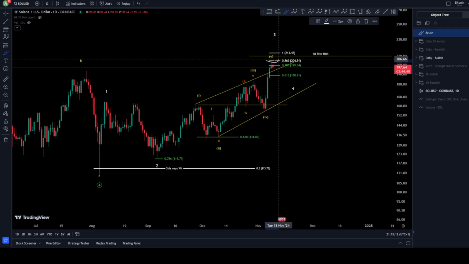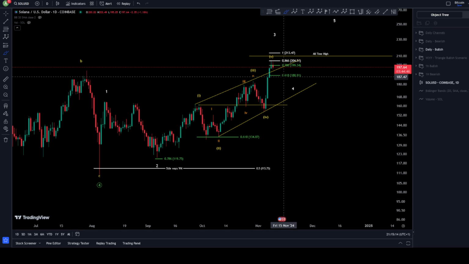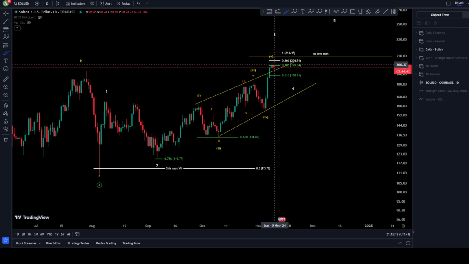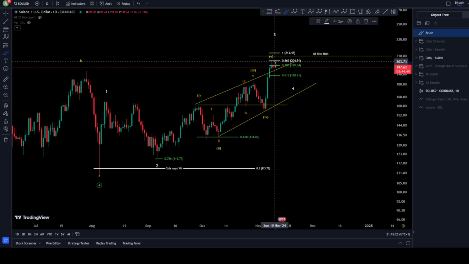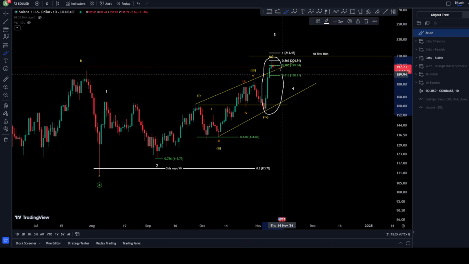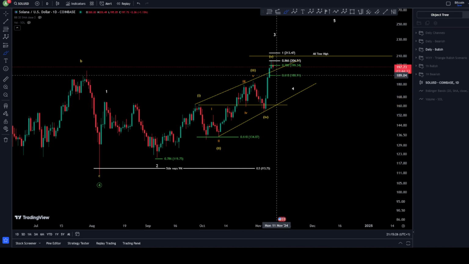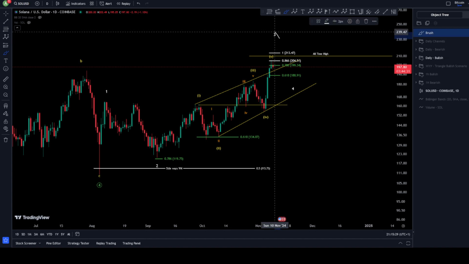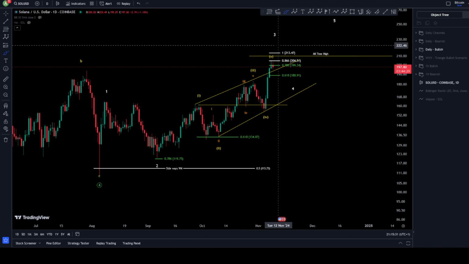Now this wave 5 might have finished a diagonal here as 1, 2, 3, 4, and a 5. We have hit almost the 0.886 for this diagonal wave 5. Now potentially this wave 5 might not be finished, potentially giving us a signal that this might still be a big wave 3 towards the upside.